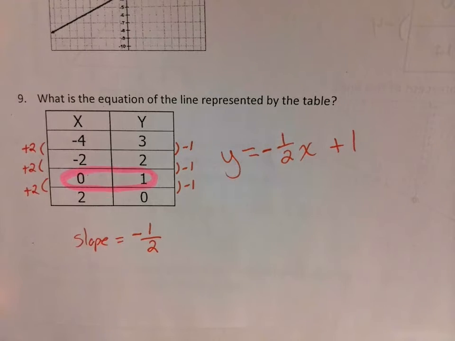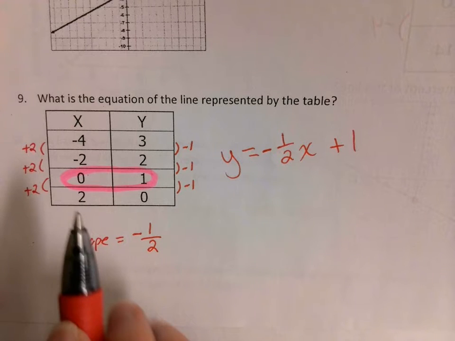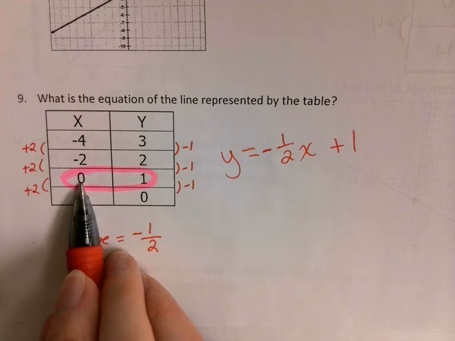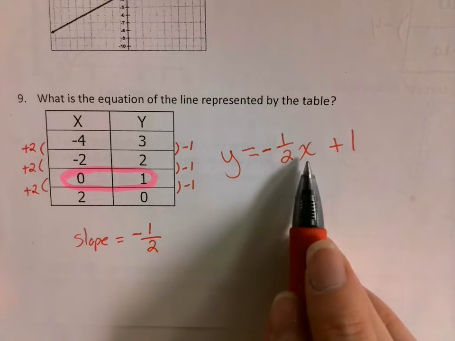And then our y-intercept happens to be given to us because it's when x is equal to 0, and we have that point on our table. So our y-intercept is at positive 1. So we get y is equal to negative 1/2 x plus 1.